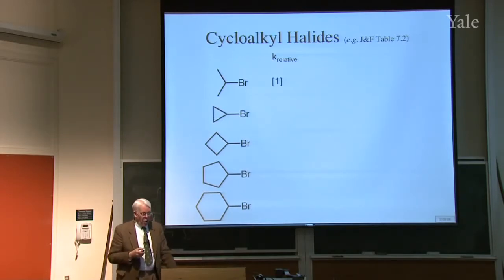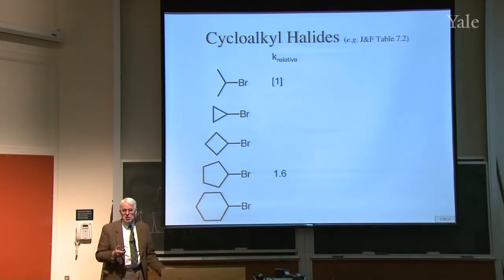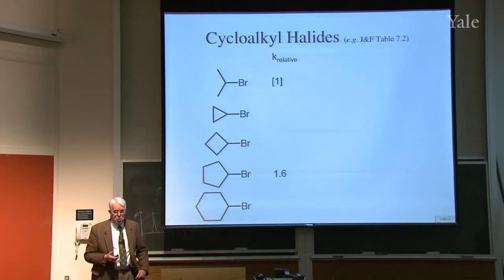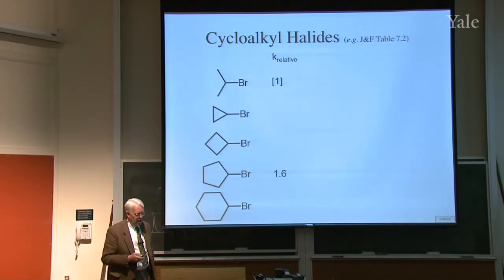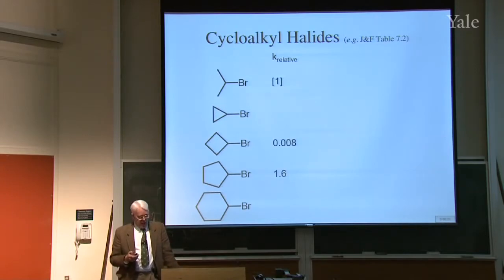So here's no ring at all, just 2 methyl groups, then a 3, 4, 5, and 6-membered rings, and we're going to displace the bromide. Now, cyclopentyl bromide is almost exactly the same rate as isopropyl bromide, which we're taking to be 1 for relative purposes. But cyclobutyl is very much slower. What is that? 200 times slower, right? And cyclopropyl is very, very much slower than that.